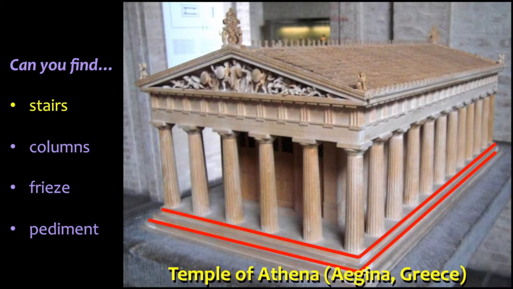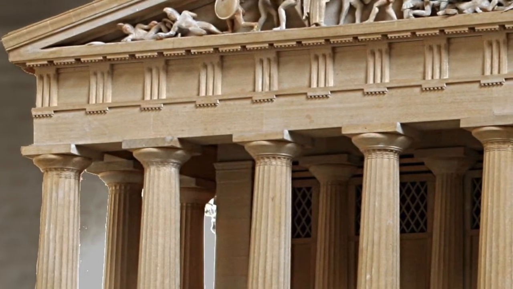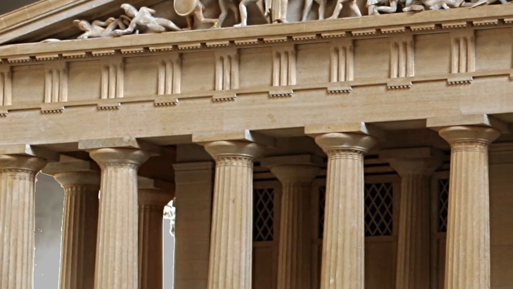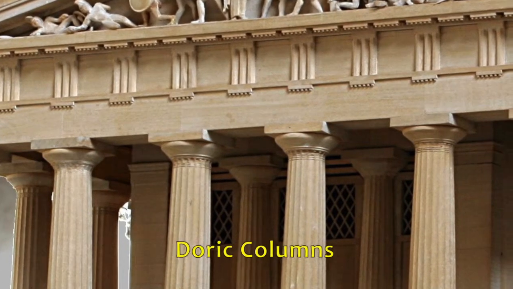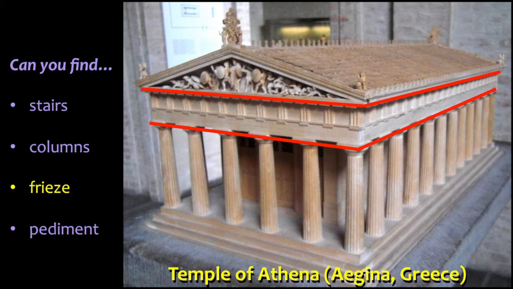Here are the stairs leading up to the temple. Then there are columns supporting the roof. Do you notice how they're very simple, with ridges around the edges? These are Doric columns. Then the frieze you can see just above the columns, going around all four sides. And finally, the pediment is the triangular area above the frieze, with many sculptures inside of it.